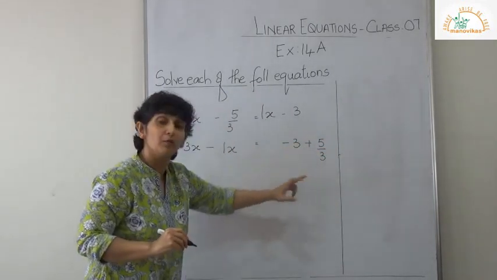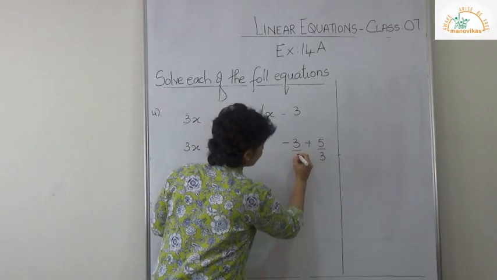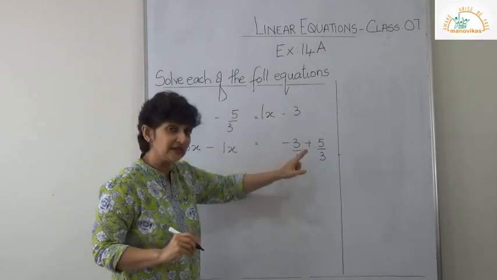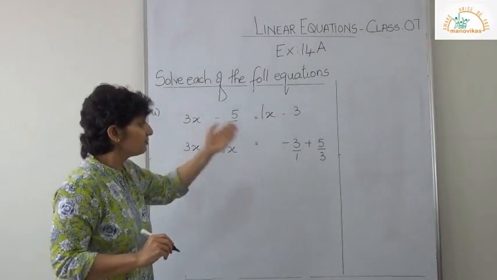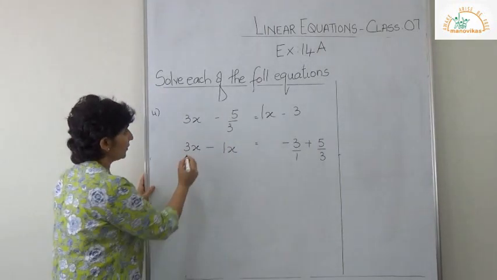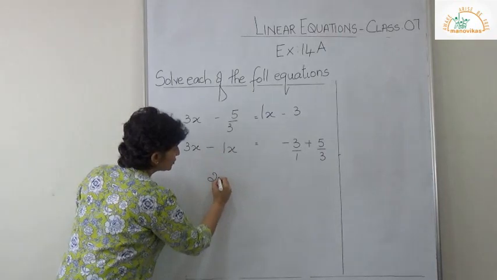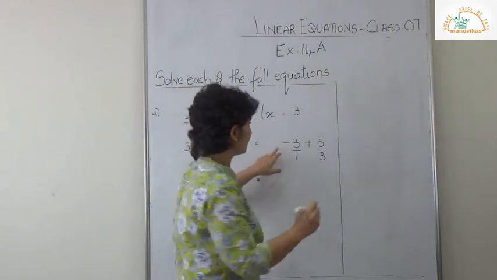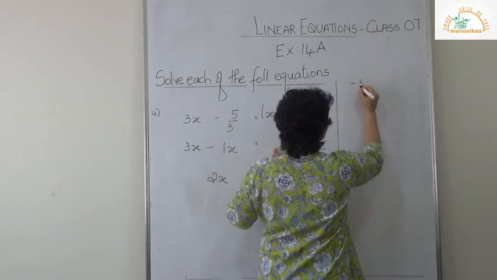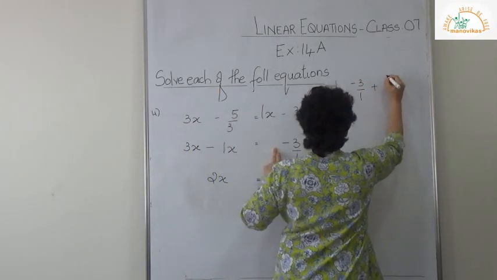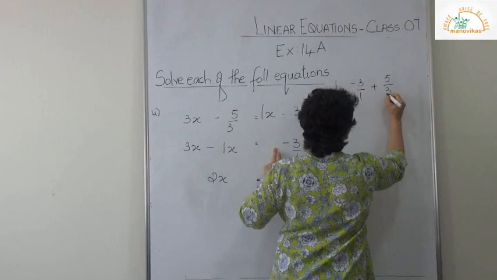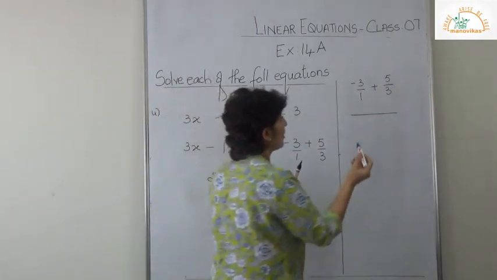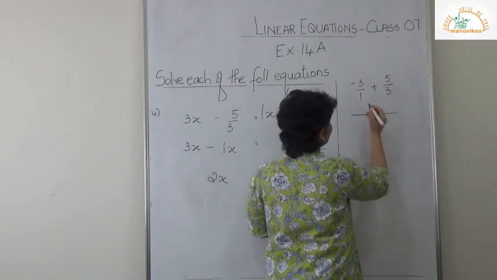Children, this is in the form of a fraction. So let me convert this also in the form of a fraction. When it is just 3, we will write it as 3 upon 1. Now, 3 minus 1 gives me 2x is equal to, let's do this in the rough column, minus 3 upon 1 plus 5 upon 3. Right? So children, when I take my common denominator, I get it as 3.